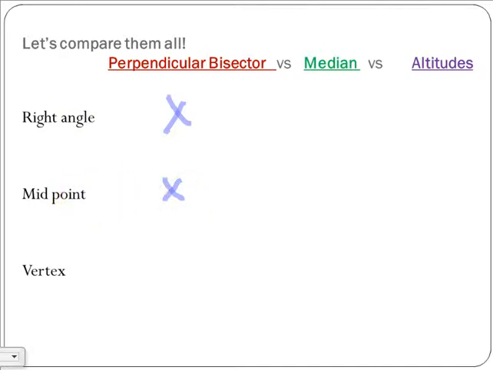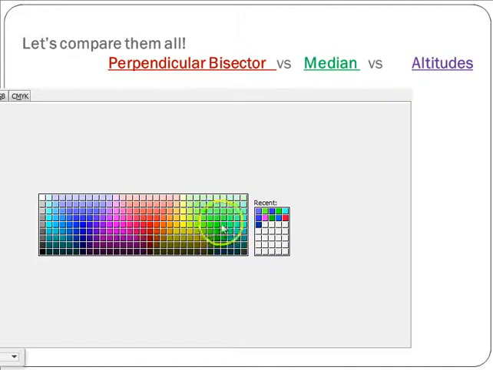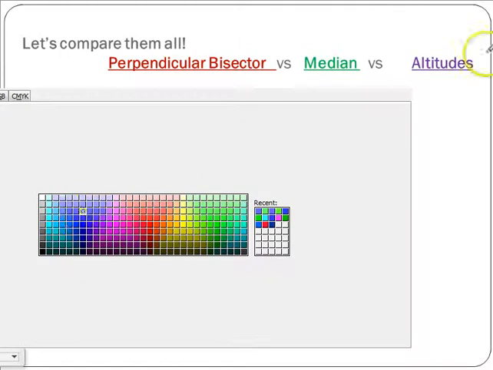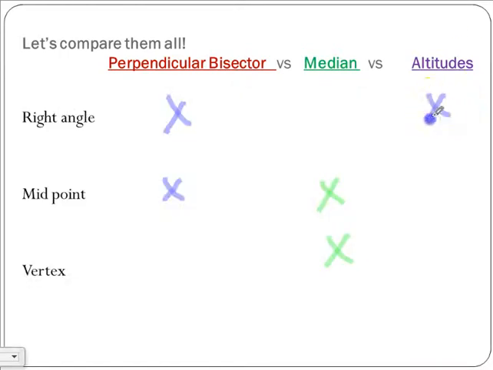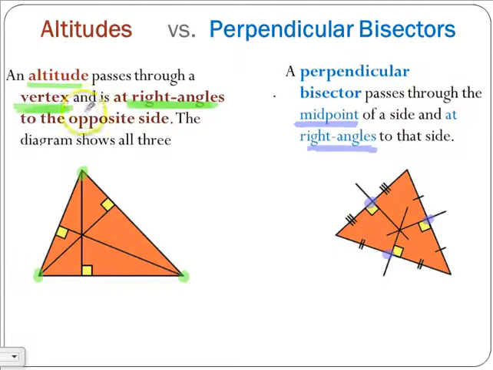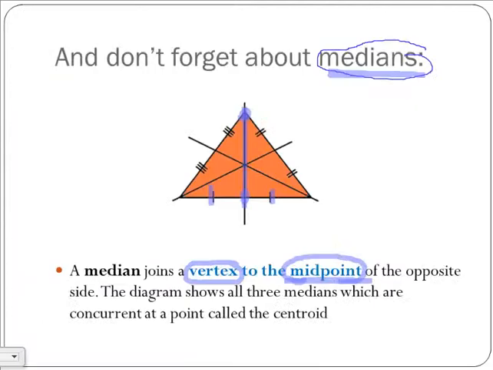What about a median? That's the one we just talked about. So the median, right here, goes from the vertex to the midpoint. It does not have to have right angles. And then last but not least, we talked about altitudes, where altitudes always intersect at right angles and at the vertex. Vertex to right angle.